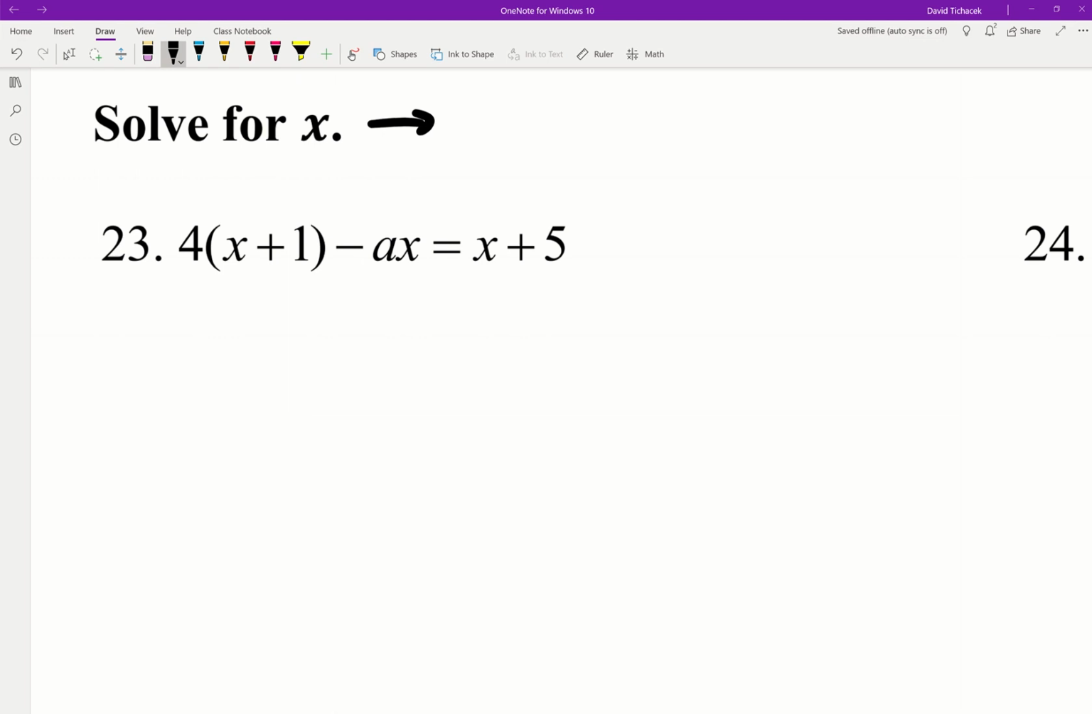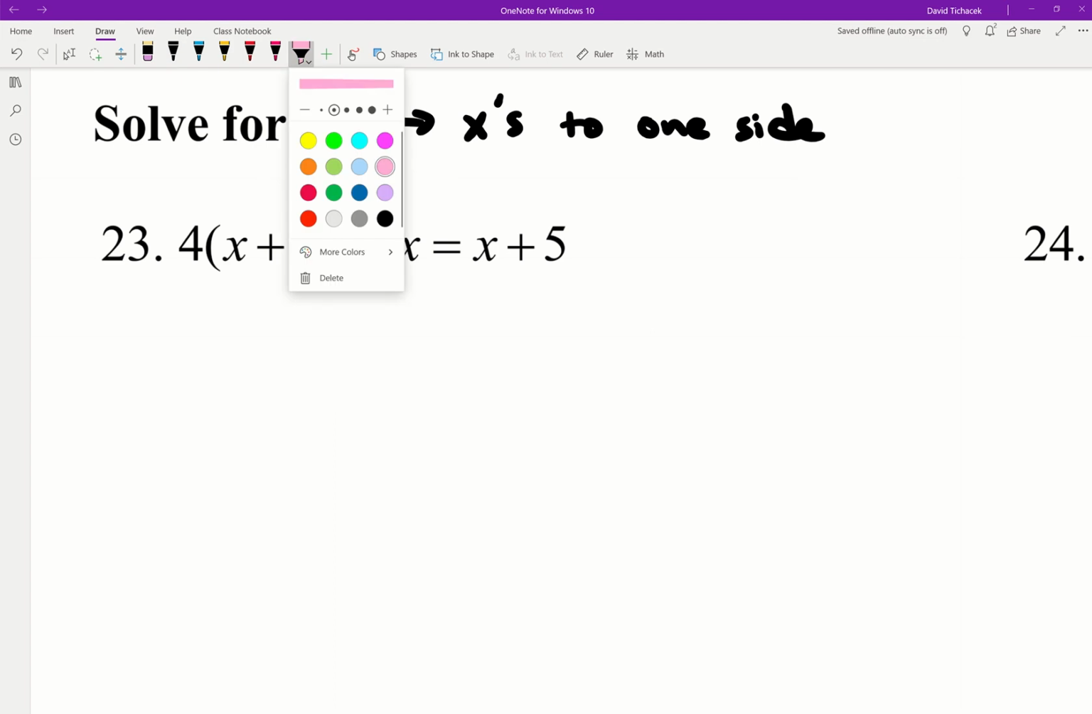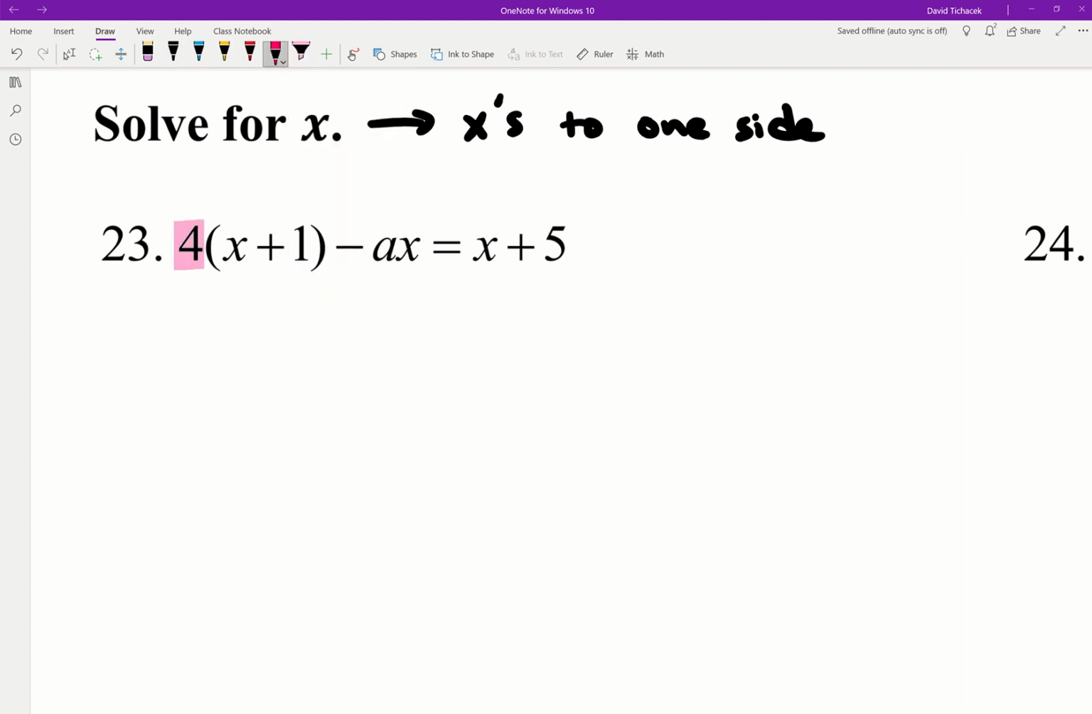Well, we're going to deal with this in the exact same way that you've always dealt with equations, which is to collect everything with an x in it on one side and collect everything without an x in it on the other side. So I'll say that here: x's need to be collected to one side and leave everything else on the other side. As a first step, I notice that I've got some distributive property going on, so I'll distribute a 4 inside and call that 4x plus 8 minus ax is equal to x plus 5.